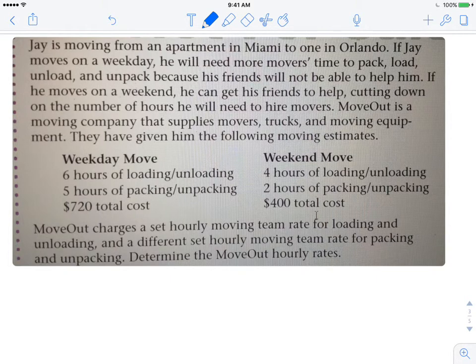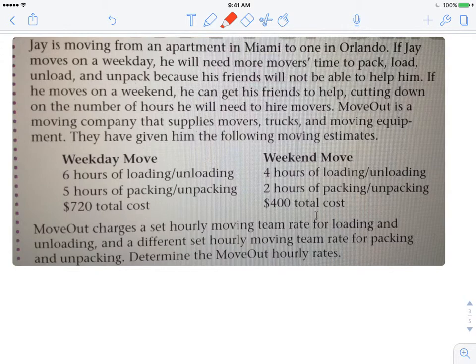Okay, here's another situation. This comes from, I think it's example 4 in your book. They give you a situation where somebody's moving, and they're going to figure out the cost of moving. So pay attention to the details here.